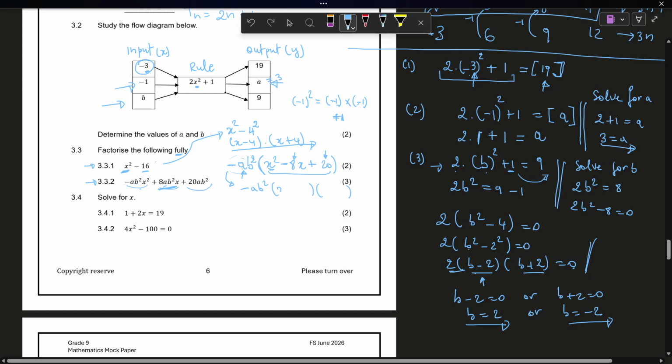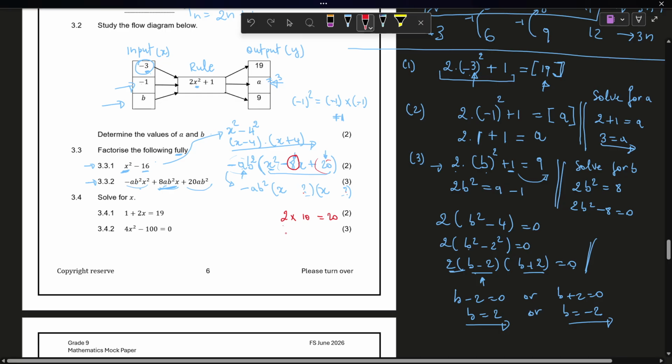This x here will be the first in each bracket. Now, what should be here and there such that when we add them, we get negative 8? Let me just change the color so that it's visible. We get negative 8, and when we multiply them, we get positive 20. For me to get 20, I know that if I've got 2 times 10, I get 20. Okay?